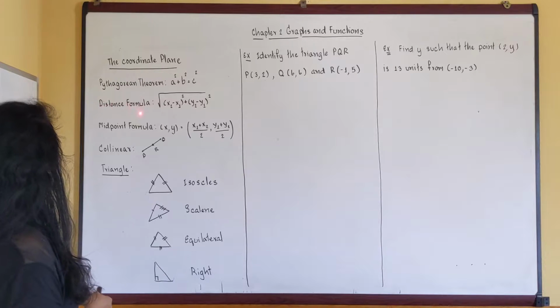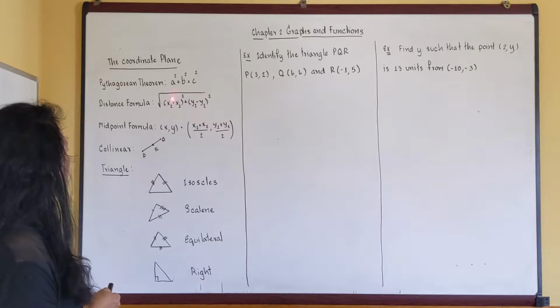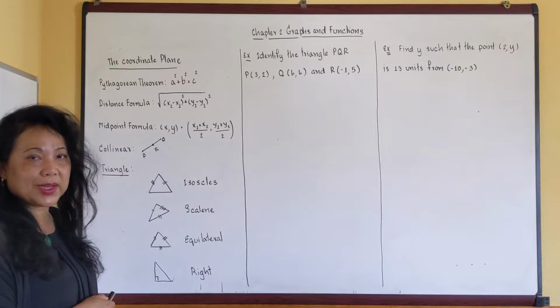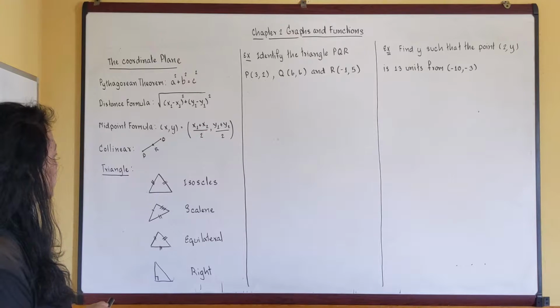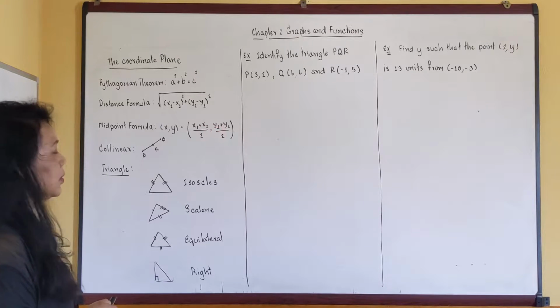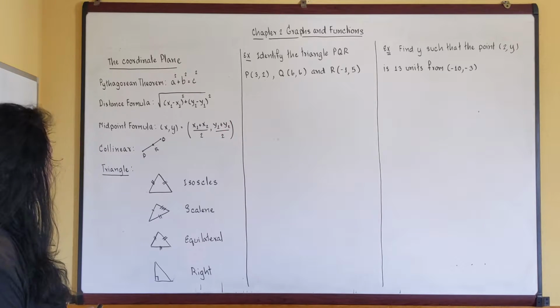The next formula is the distance formula, the square root of (x2 minus x1) quantity squared plus (y2 minus y1) quantity squared. The midpoint formula: for the x coordinate, you add x1 plus x2 divided by 2, and the y coordinate is y1 plus y2 over 2.